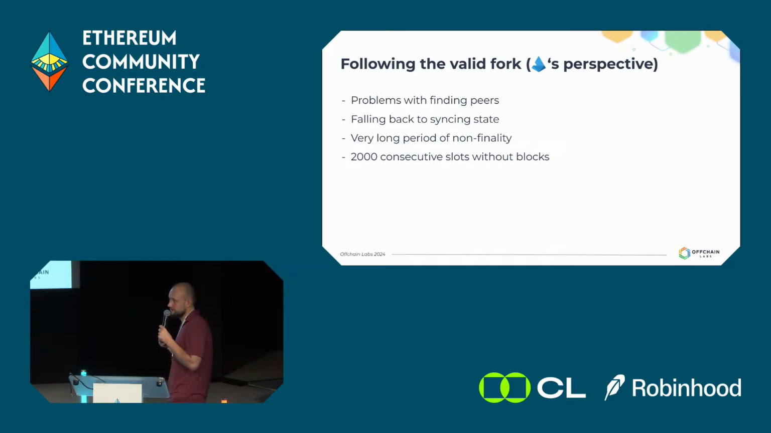And also on the valid fork, there were about 2,000 consecutive slots without blocks. And this is not your regular case. So Prism was not prepared for that, meaning that the paths for empty slots were not optimized enough. And this also caused a lot of resource usage when we were churning through these 2,000 empty slots.